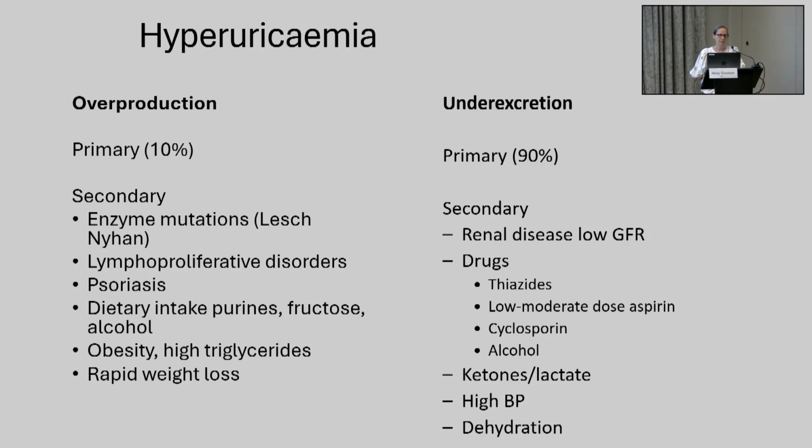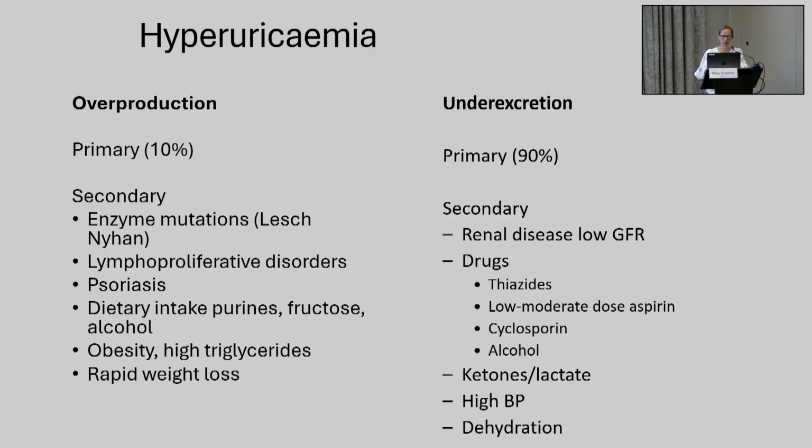So I mentioned before that most hyperuricemia is due to underexcretion, and that can be just primary underexcretion or it can be secondary to other things. So we've got impaired renal function, so a low eGFR. We've got the effects of drugs, so the thiazide diuretics are really good at reducing our urate excretion. And then we've got the effect of aspirin, which I'll touch on in a bit more detail later, and some other drugs.